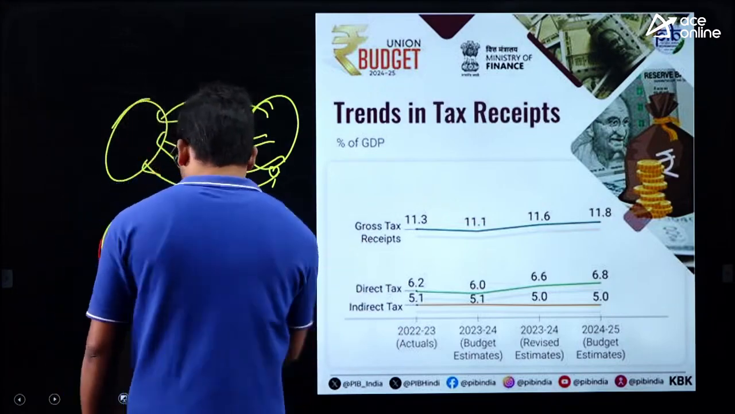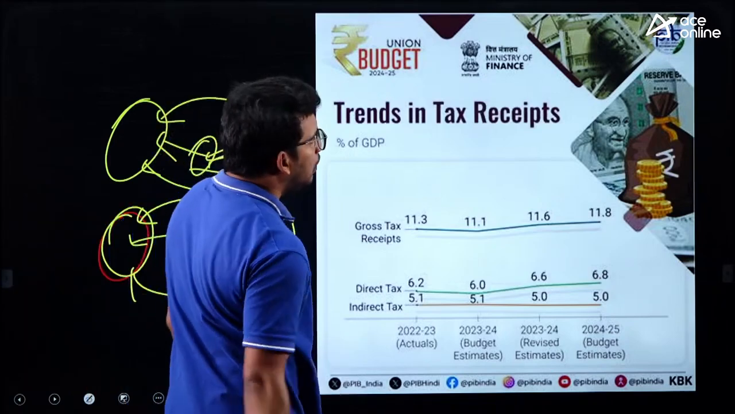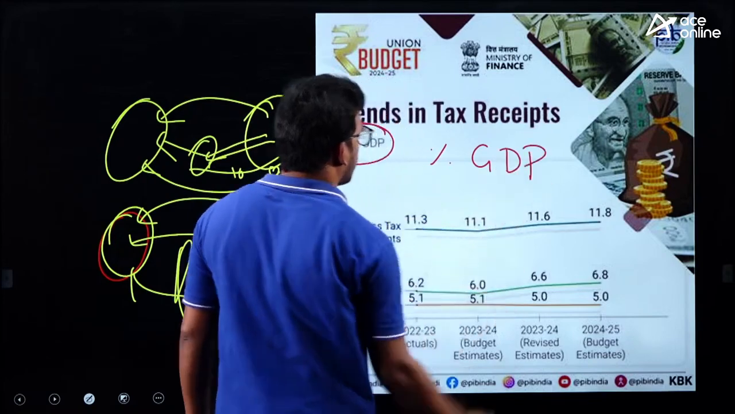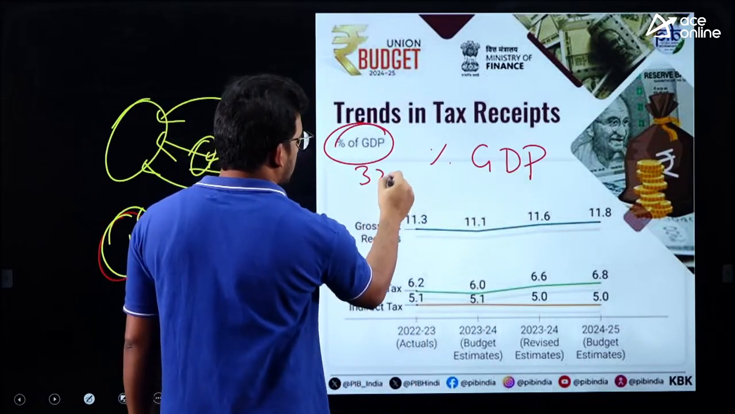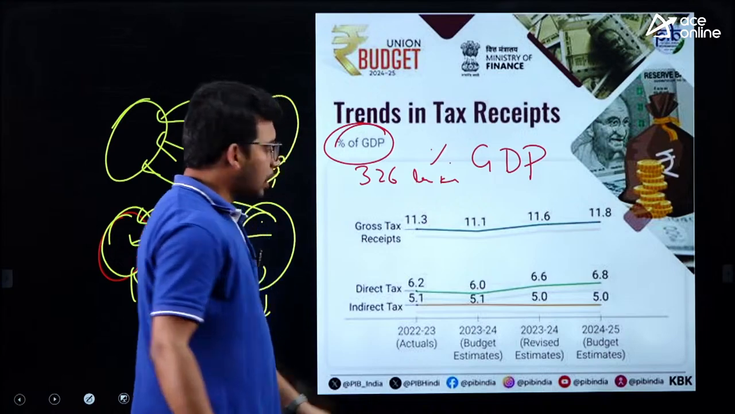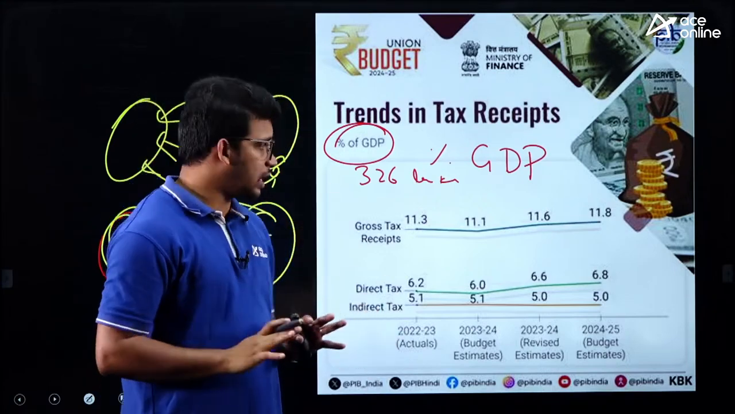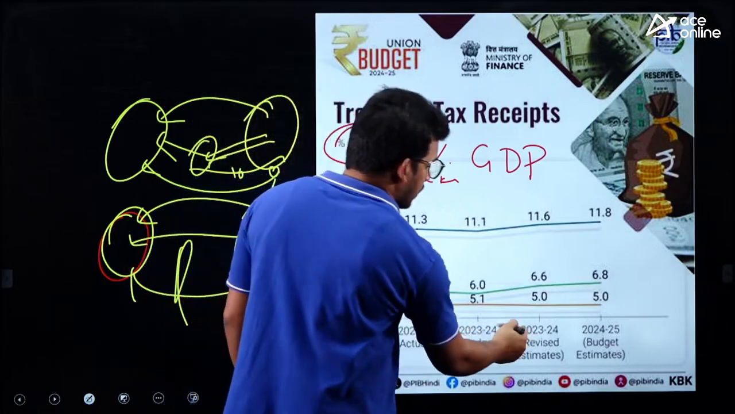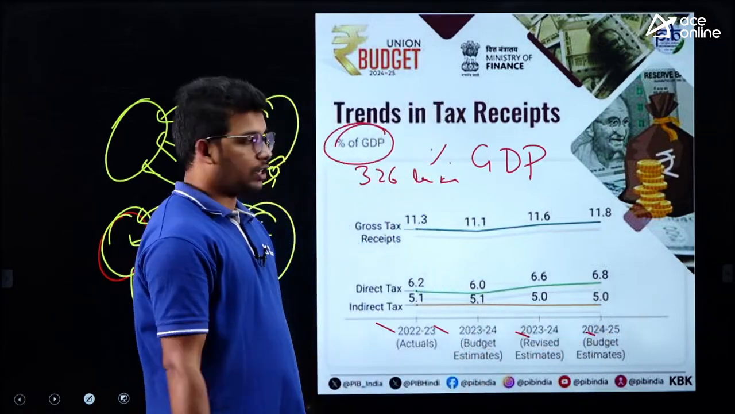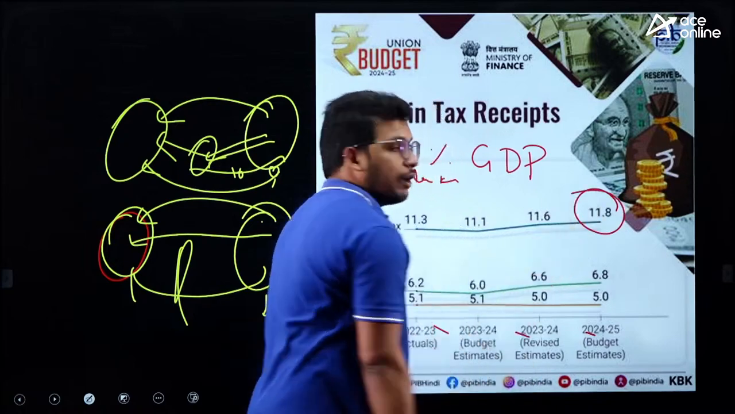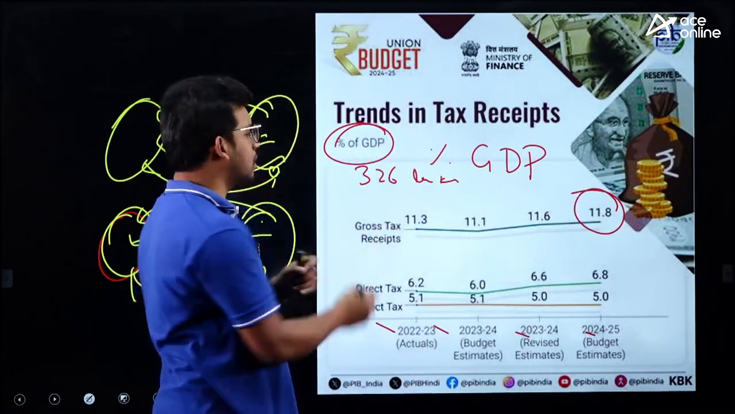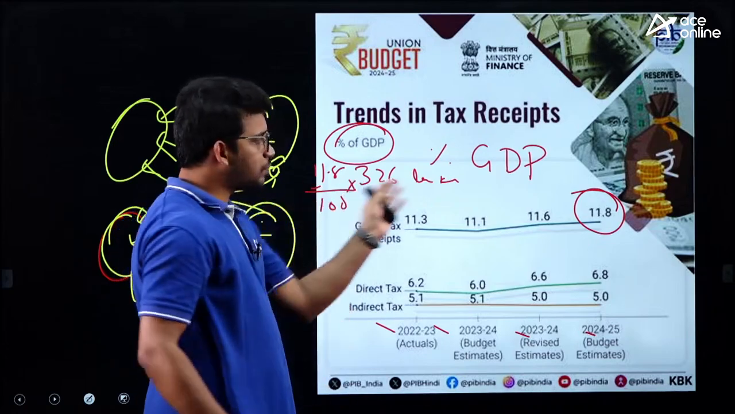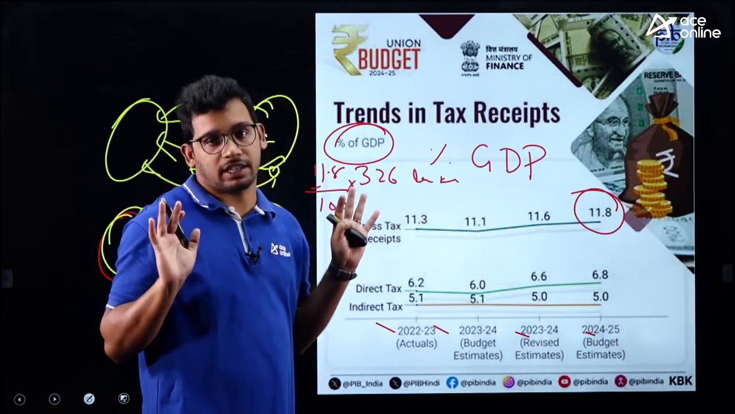So this is the tax that government is collecting as percent of GDP. Remember, this number is as percent of GDP. GDP is 326 lakh crores, we have just seen. Now the total tax that government is collecting year on year, you can see 2022-23, 23-24, 23-24 revised, and next year. So government is going to collect 11.8% of total GDP. You can say 11.8 by 100 into 100. So this is what the government is going to collect in terms of total tax.